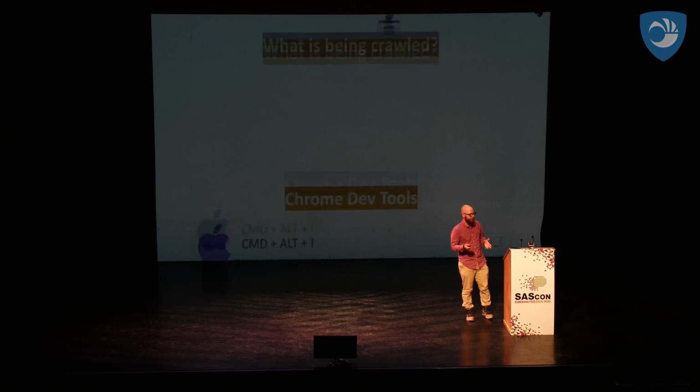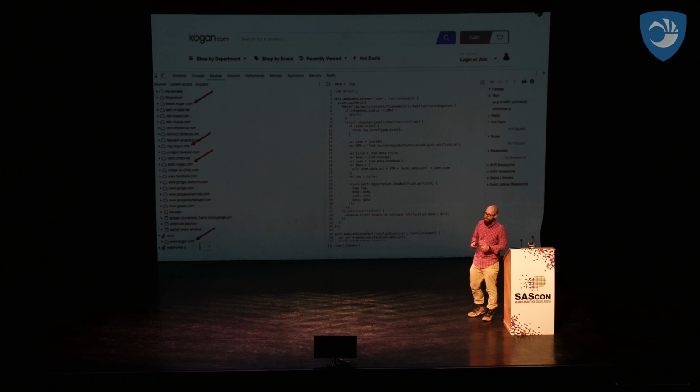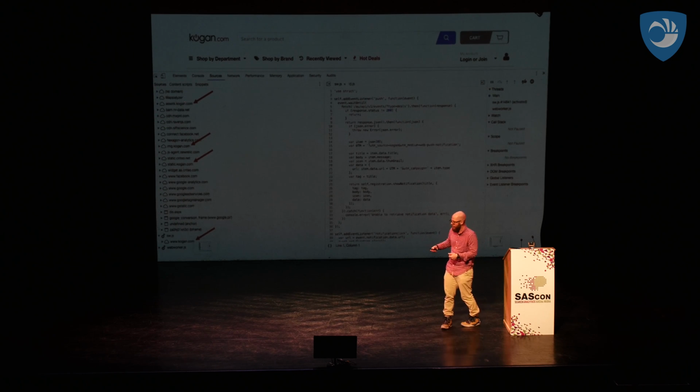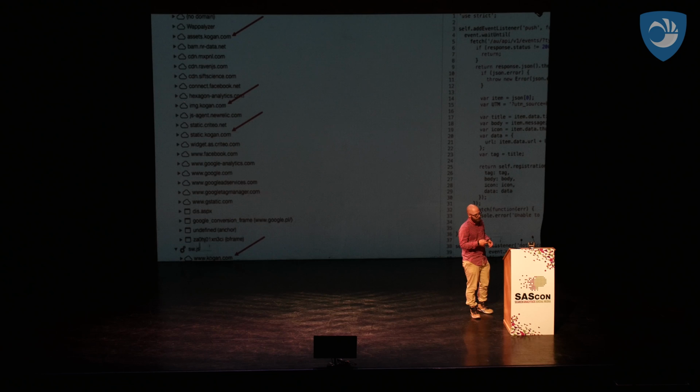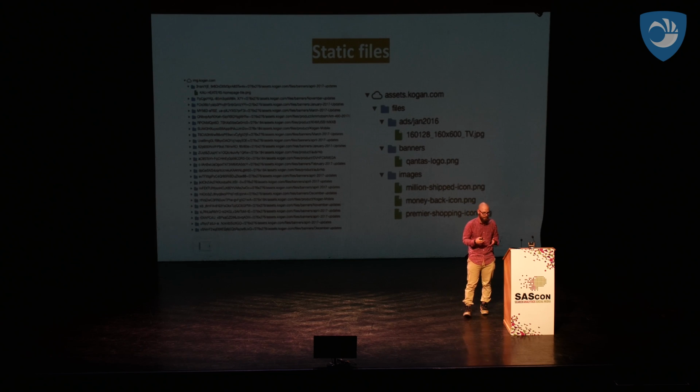What's exactly being crawled? If you open your Windows or Mac computer and go to Chrome Developer Tools, you can see exactly which resources are crawled. So for example, that's Kogan.com, I think it's like the Australian Zalando. And you can see a lot of different resources necessary to load the page. If you look closer into those, most of those aren't really core domain assets. Those are mostly static files hosted on external domains or subdomains in this case. And this is most of the resources needed to load that page and to crawl it.